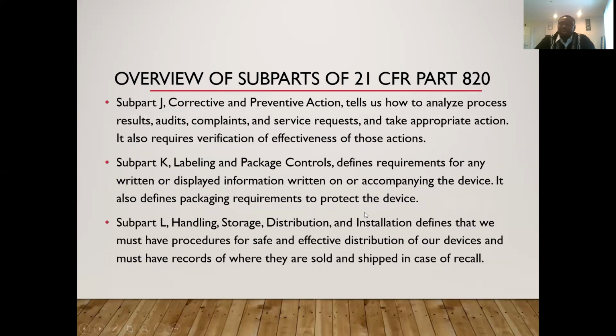Subpart J, corrective and preventive action, which is shortened to CAPA. CAPA tells us how to analyze processes, results, audits, complaints, service requests, and take appropriate action. It also requires verification of effectiveness of those actions. So CAPA goes through root cause investigation. First of all, with CAPA, you start with identification of the issue, the failure, or the non-conformance. And from there, you do a root cause investigation.